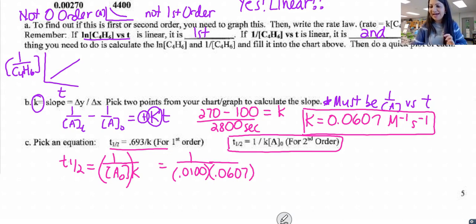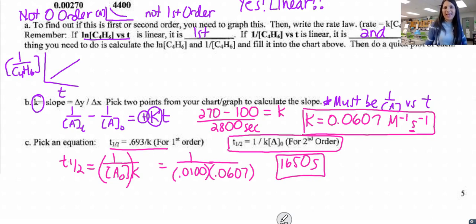When I divide that, I get 1647, or with sig figs, 1650. This is a time, this is a half-life time. If we look at our units, it's going to be seconds, since that unit is in seconds. And so that would be how long one half-life is, okay?